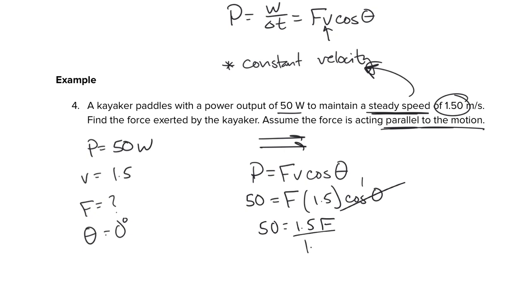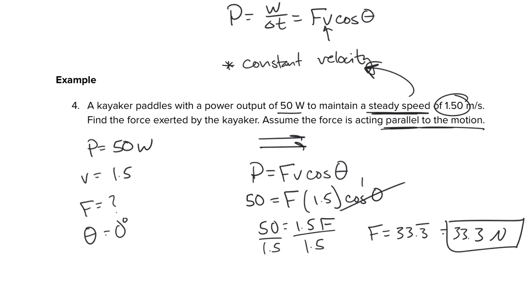Now we're going to divide by that 1.5 on both sides to get the force. When you type that into a calculator, it should turn out as 33.3 repeating, which I'm just going to round off here to 33.3 newtons. And that's the whole deal.